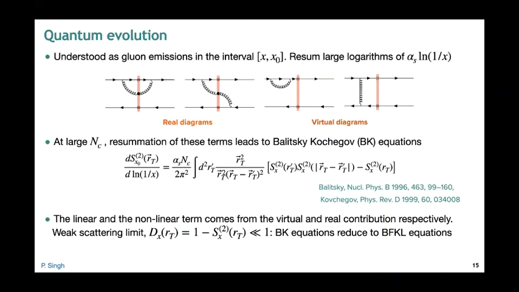This weak scattering limit is much less than 1? That means the S is very large, right? Yeah, S is large, and when you take the weak scattering limit... Should be approximately 1, right? No, the weak scattering limit should be smaller than 1. When S is smaller than 1, 1 minus S is smaller.